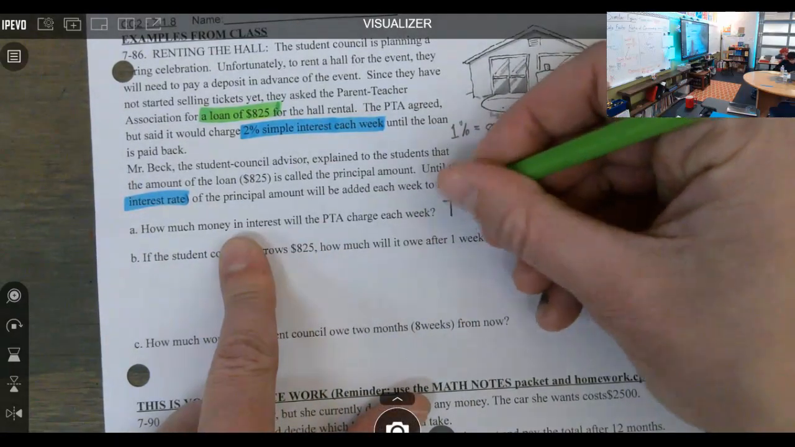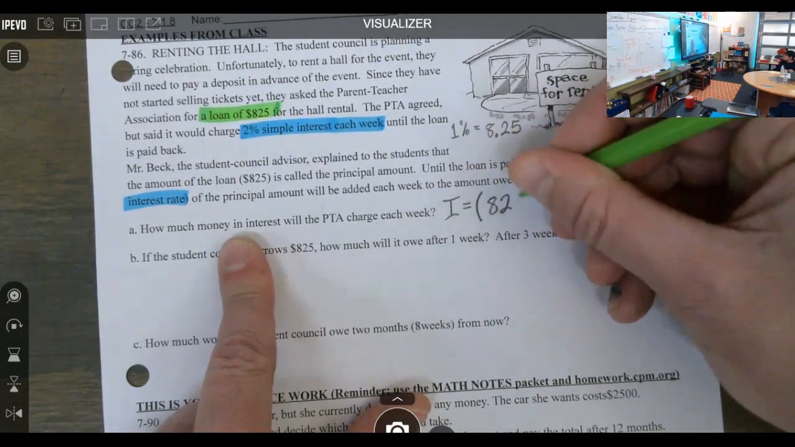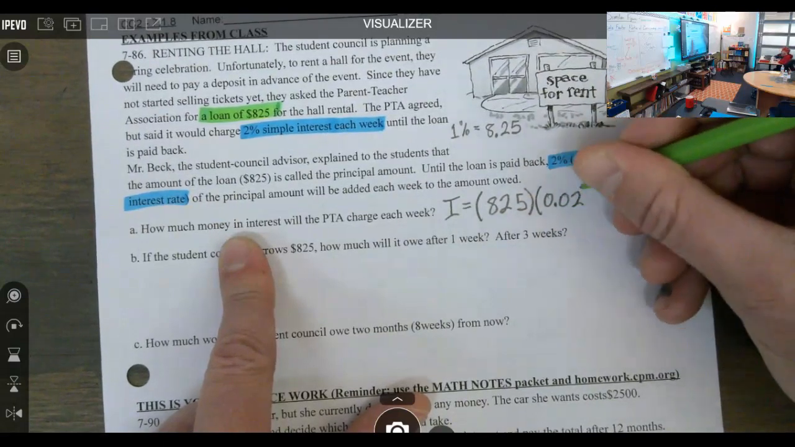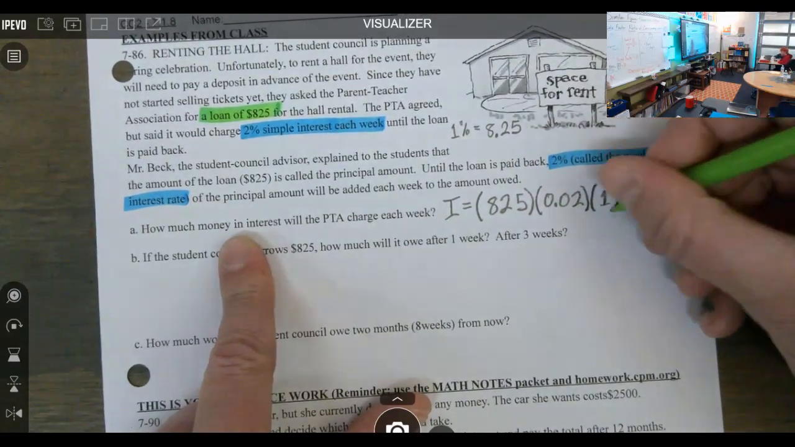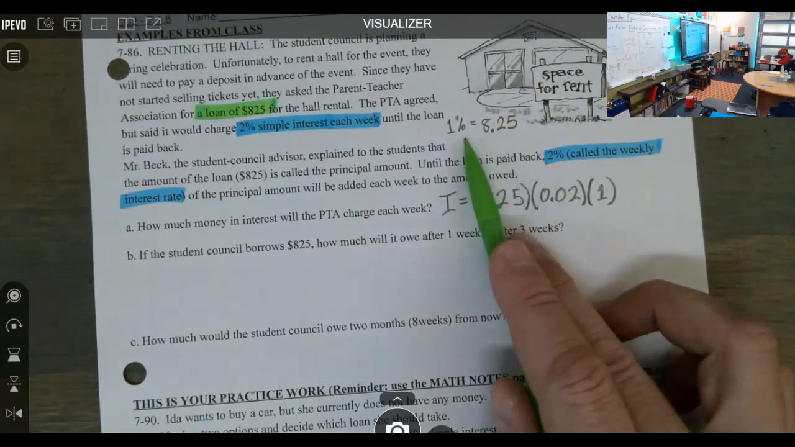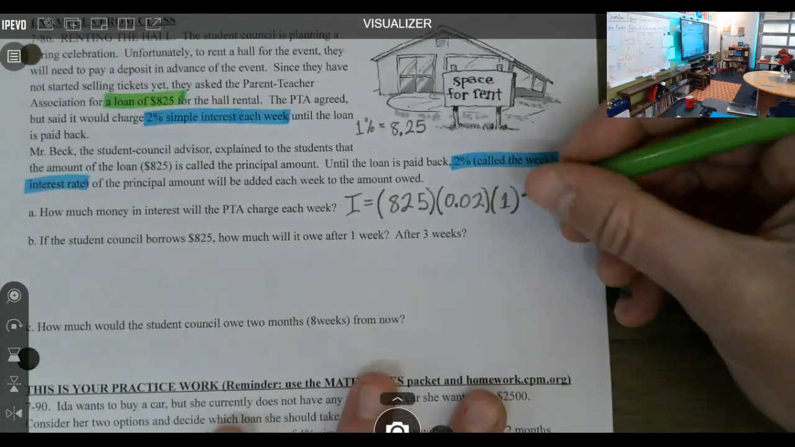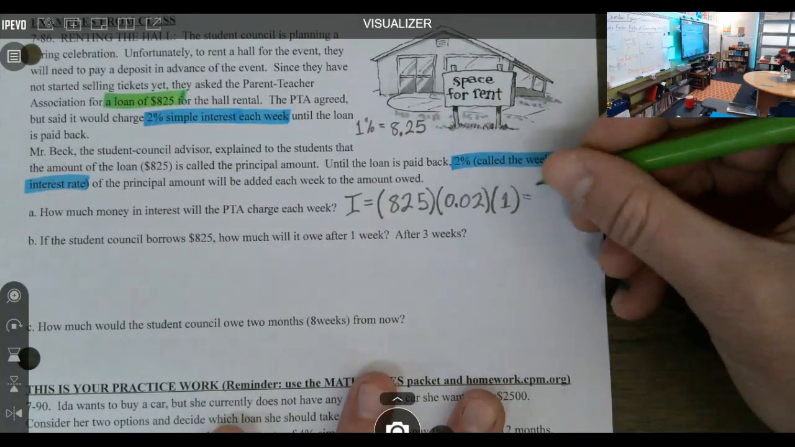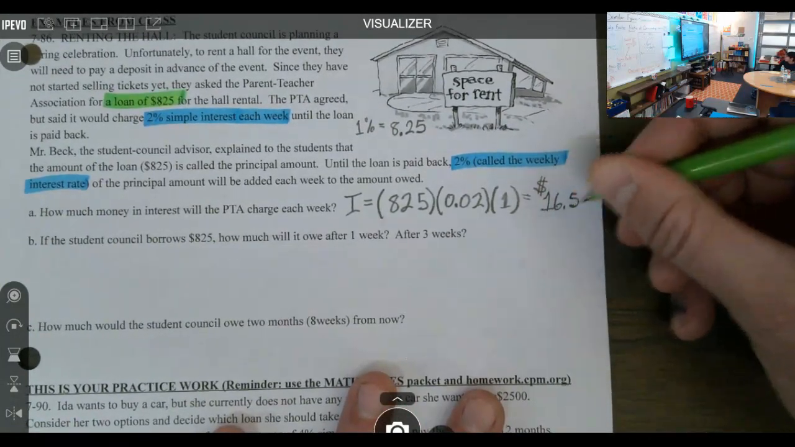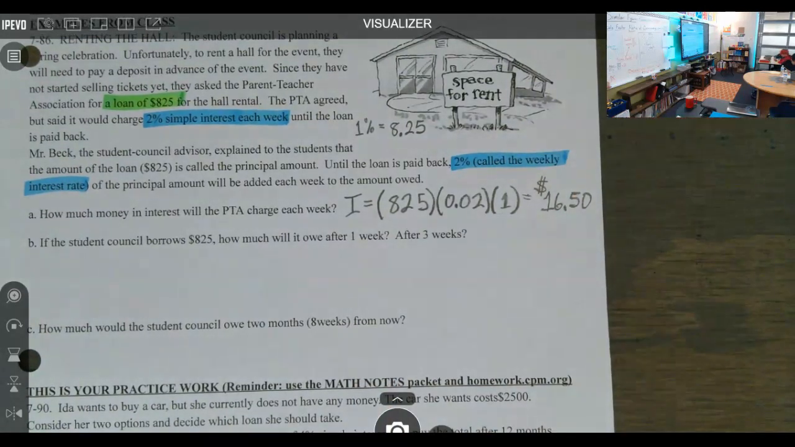Well, guys, if you want to set up the formula so you have it written on your paper, principal times rate times time. But if 8.25 is 1%, double that to get to 2%. What's our weekly interest? 16.5. And with money, we always want to put that second decimal place because money always has that second decimal place.